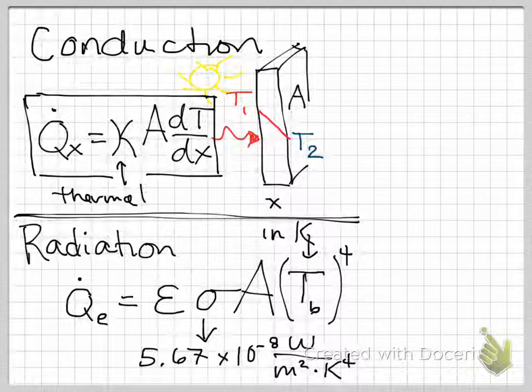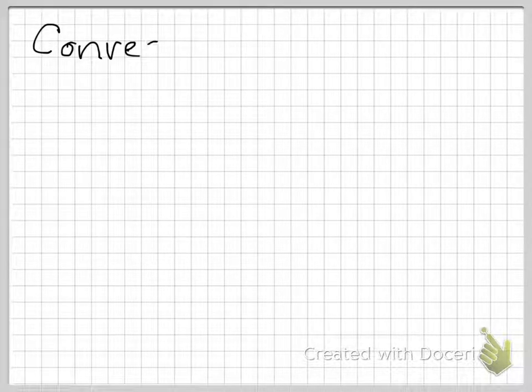Our third way of transferring heat is by convection. Convection happens when you have heat being transferred to or from a solid surface, usually by a flowing fluid, and that fluid can be liquid or air. It plays a prominent role, and is very important for a number of heat transfer devices that we're going to cover in this class.